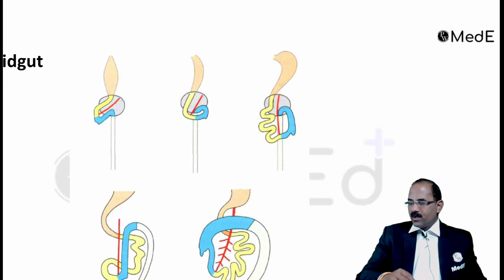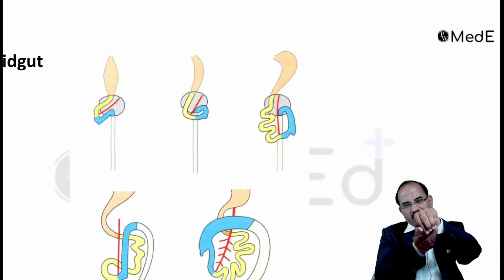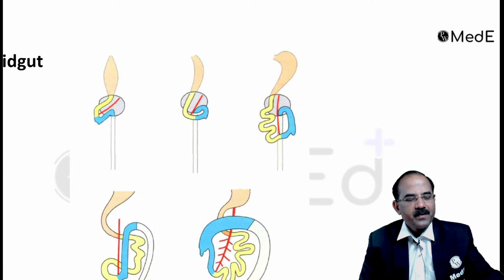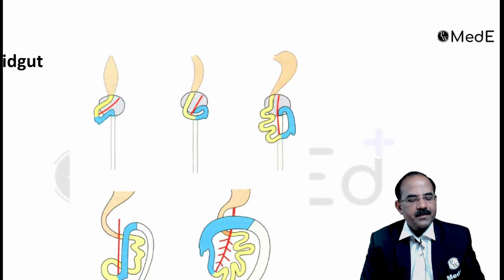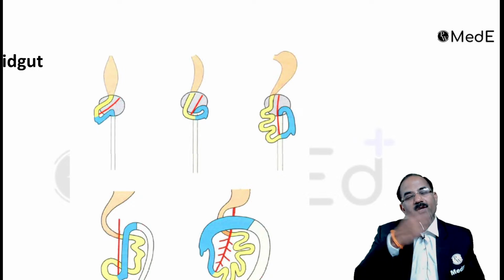Okay? So as the midgut loop is coming back, it undergoes a rotation. This is rotation of the gut. Now you have to know, students, rotations, how many rotations occur?